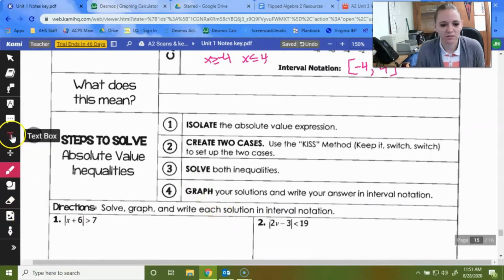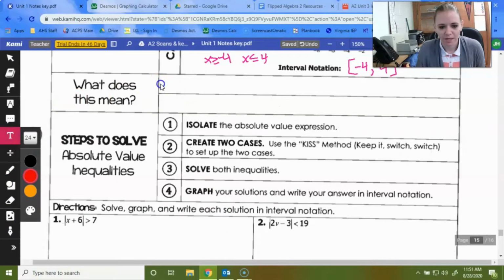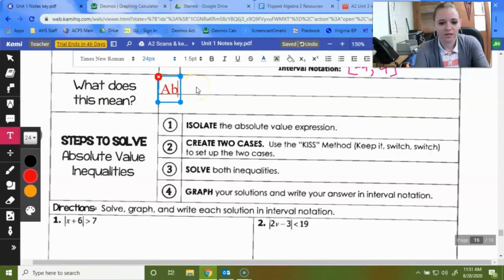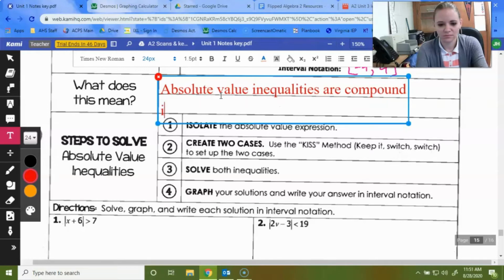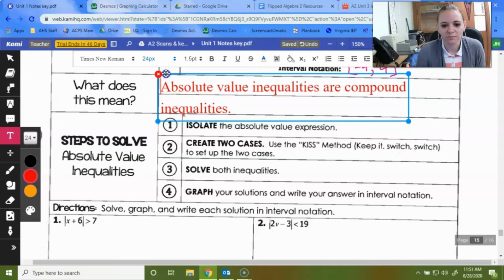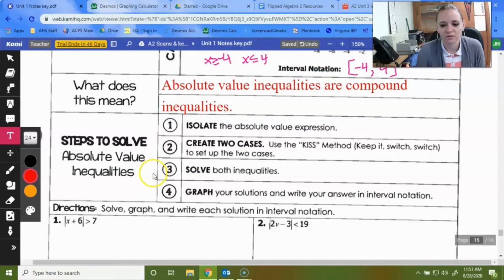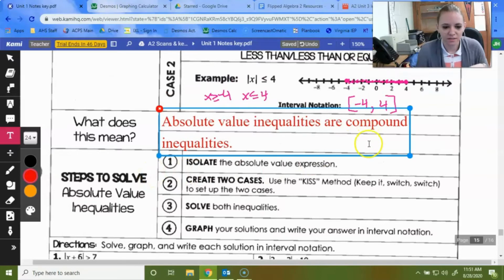So what does this mean about absolute value inequalities? Absolute value inequalities are compound inequalities, so compound meaning more than one part. There you go. And the steps to solve.